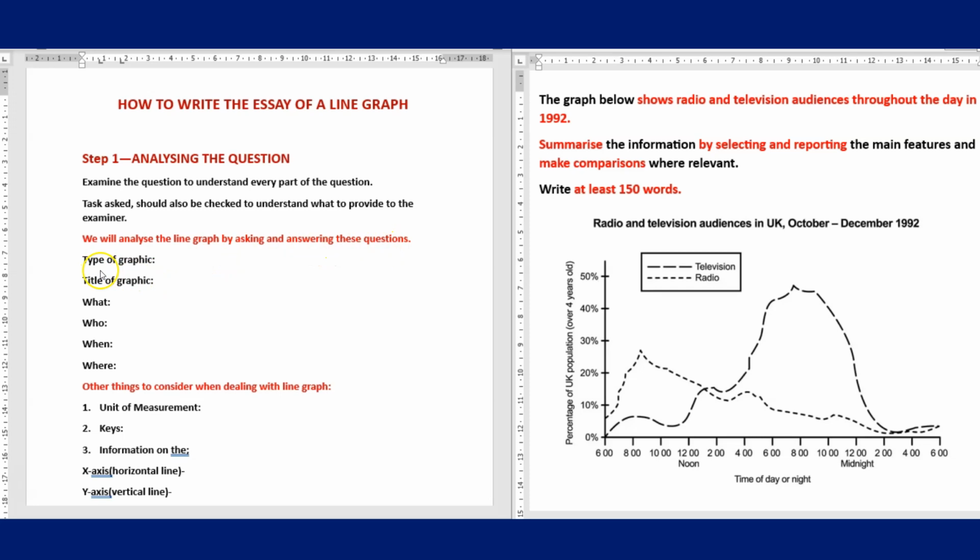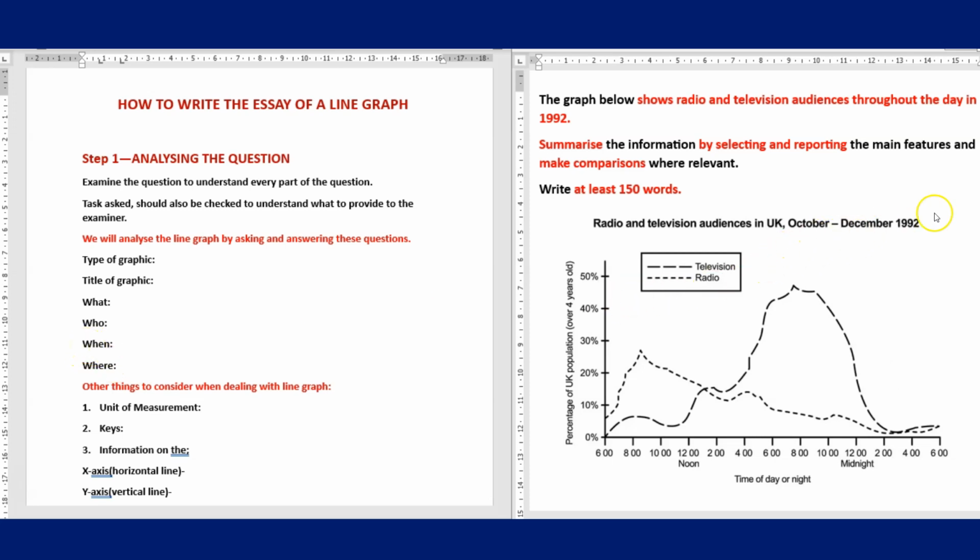First of all, we ask ourselves, what type of graph are we looking at? Okay, so if you look at this, we have a line graph here. Is there any title on the graph? So we can see we have radio and television audience in the UK from October to December 1992. And then what is this graph talking about? So we saw that this graph is talking about television and radio audience throughout the day in 1992. Okay, and who are those involved? We can see it's actually about the television and also the radio, and also at what time.